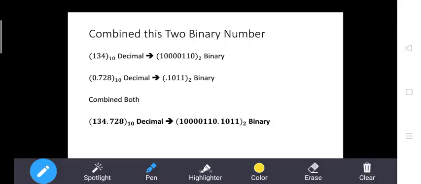So I combine these two binary numbers. For 134 decimal, my answer is 10000110. For 0.728, my answer is 0.1011. I combine both numbers. 134.728 decimal is equivalent to 10000110.1011. I hope you understand.